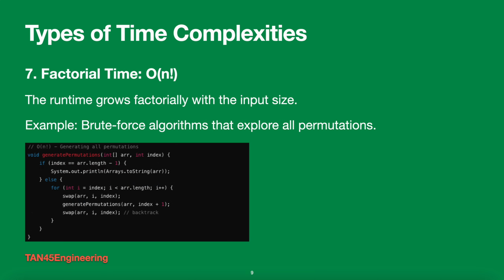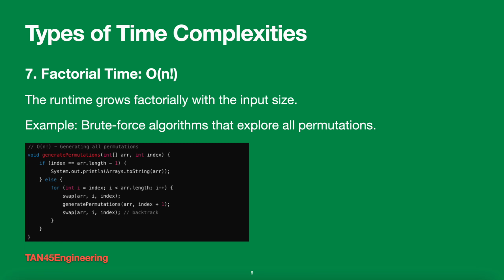Okay, the second one is factorial time complexity, O of n factorial. The runtime grows factorially with input size. So a brute force algorithm uses n factorial to explore all the permutations. When we have to explore all the possibilities, we check all the possible paths. It's like when you have to find a path in a maze, you'll search all the possible paths. So the time complexity is going to be in terms of factorial.